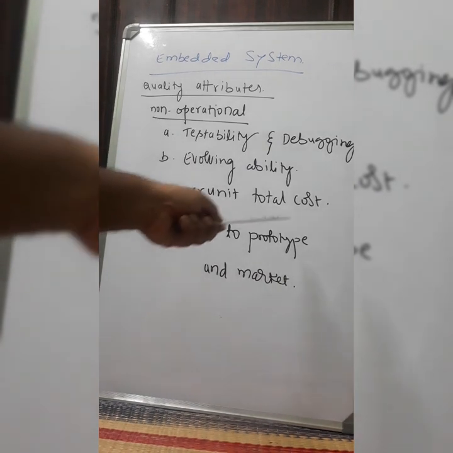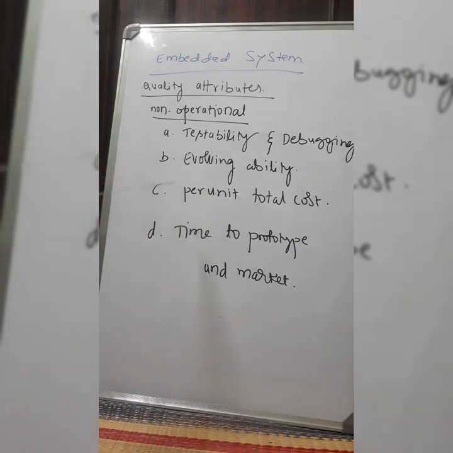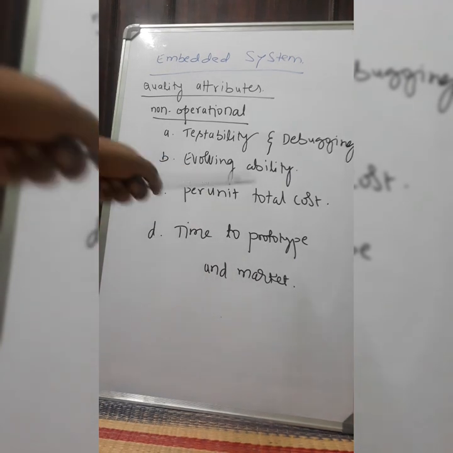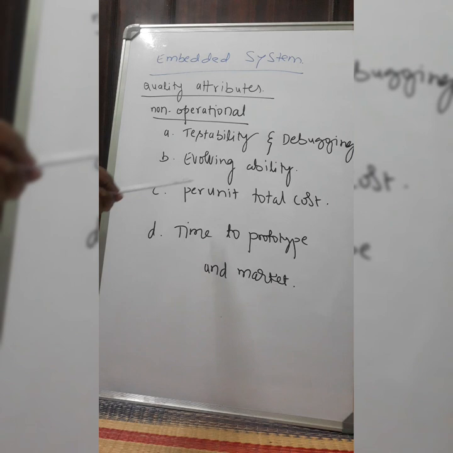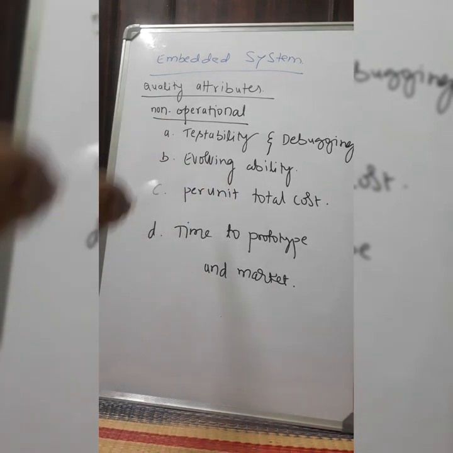Then per unit total cost. When you sell it out, it should find easy marketability. That means it should be affordable or feasible with respect to its quality. So per unit total cost should be lesser.